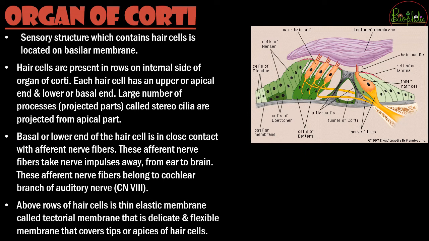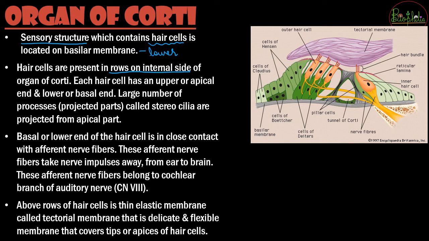The next is the organ of Corti. Organ of Corti is going to be a sensory structure wherein the hair cells will be present on the basilar membrane. So which one was the basilar membrane? It was the lower membrane. So these hair cells are going to be present in rows on the internal side of the organ of Corti.